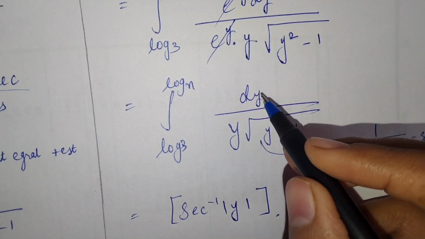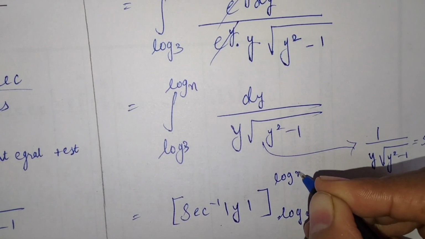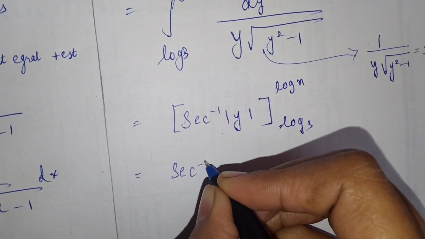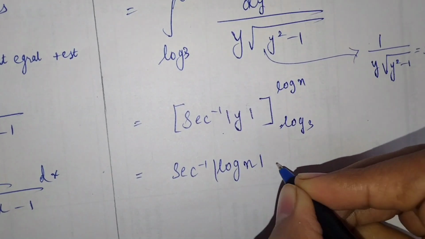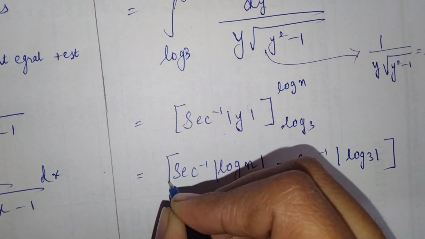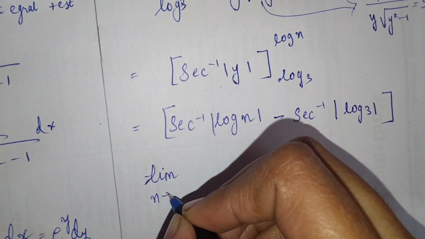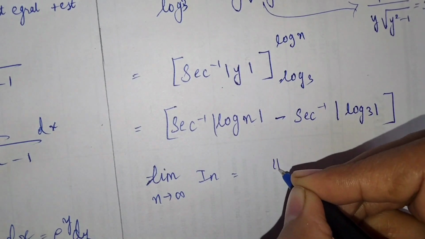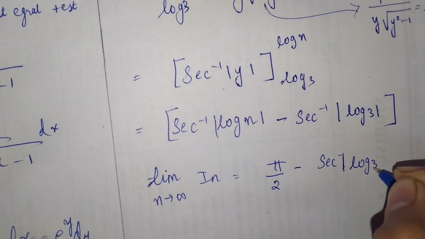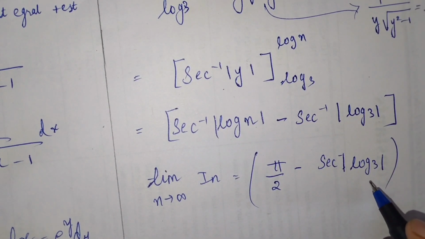So this integration is equal to sec inverse mod y, and we have to put the limits. Now putting these limits here, we can write sec inverse log n minus sec inverse log 3. Again putting the limit in n, if you put n equal to infinity, you will get pi by 2 minus sec inverse log 3.